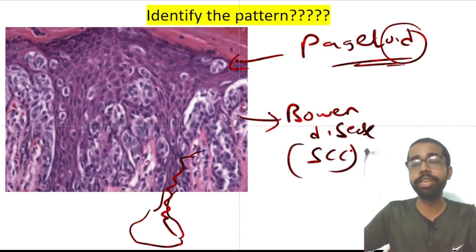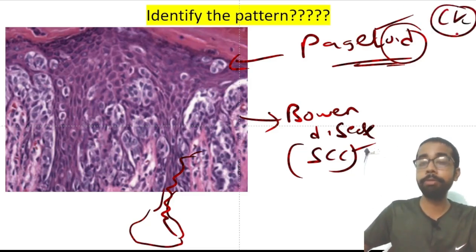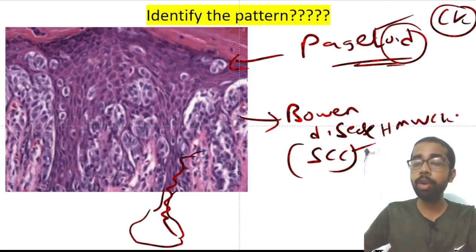How to differentiate? Already I have told you that. Paget's disease and Bowen's disease, how to differentiate? Will CK help? Yes, the answer will be yes. But will you use pan CK? No. We have to use high molecular weight cytokeratin and low molecular weight cytokeratin.